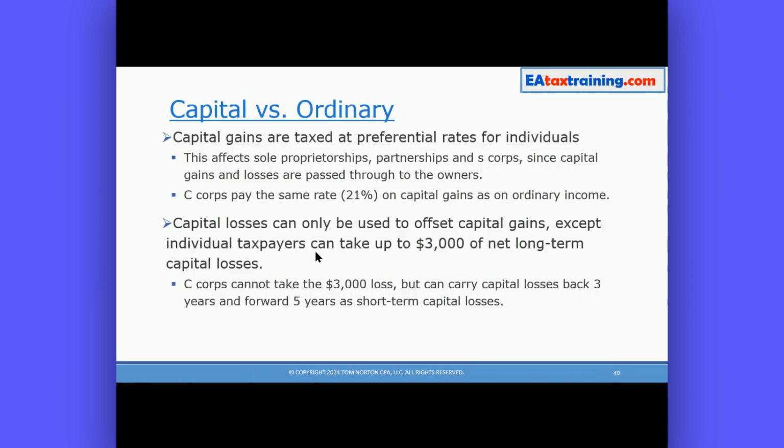Capital losses can only be used to offset capital gains, except individual taxpayers can take up to $3,000 of net long-term capital losses. So in other words, as we said before, capital losses are limited. You can use them to offset capital gains, but beyond that, individuals can only take an additional $3,000 each year of net long-term capital losses. C corps cannot even take the $3,000 loss, but they are allowed to carry back capital losses 3 years, and they can carry capital losses forward 5 years as short-term capital losses.